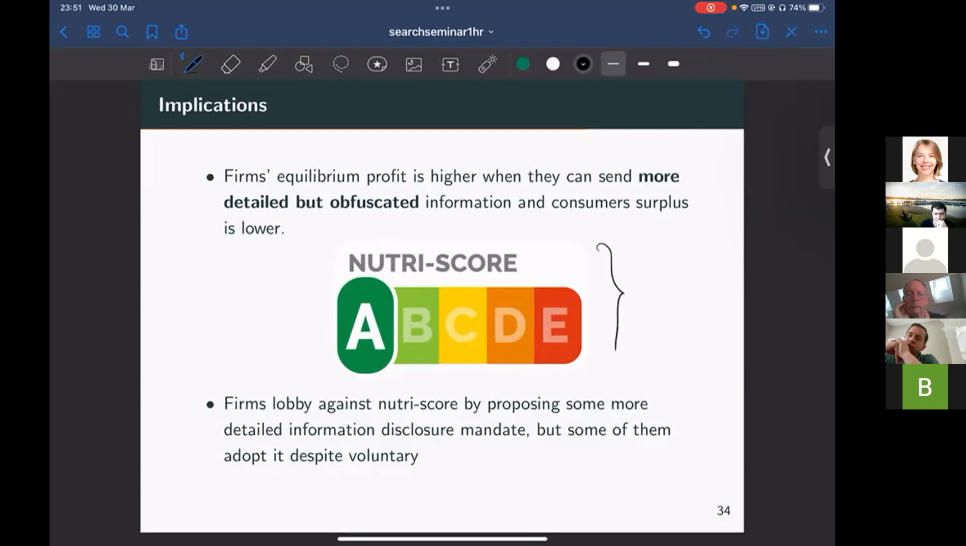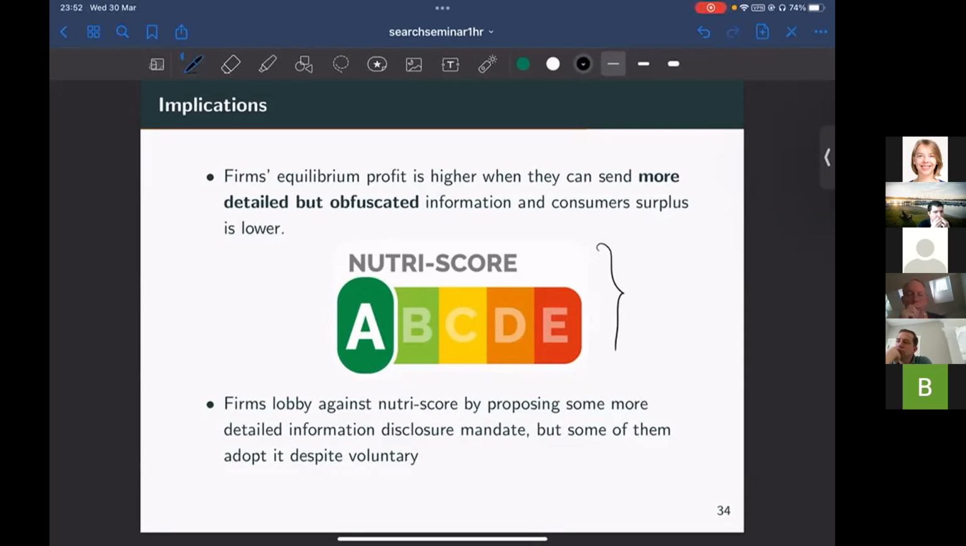That's when we find it very fitting to the case of Nutri-Score, which is implemented in a lot of places in Europe. So Nutri-Score is this idea where we rank the nutrition of food instead of just presenting a complicated table, right? So this fits exactly the idea of coarser and easily available information. And there is evidence showing that firms lobby against Nutri-Score by proposing some more detailed information disclosure mandate, right? So firms in an industry do want to give more detailed information, as you can see here. So they don't like coarser information.